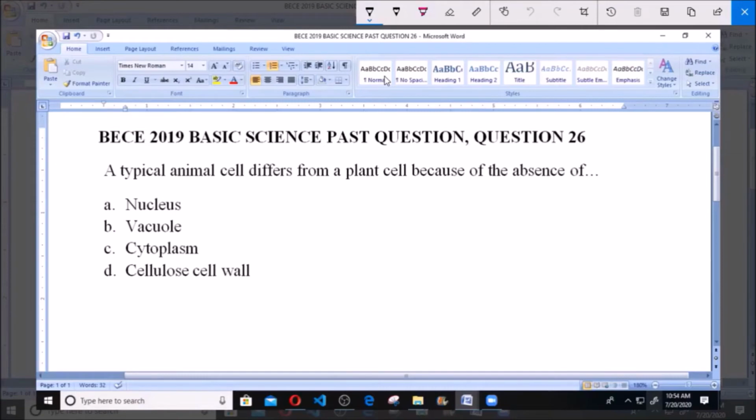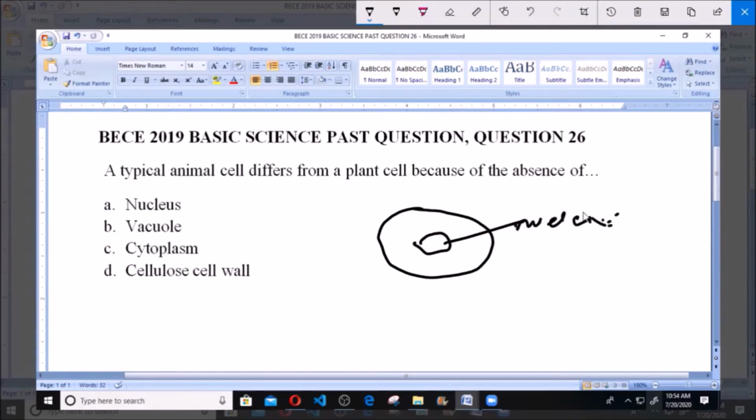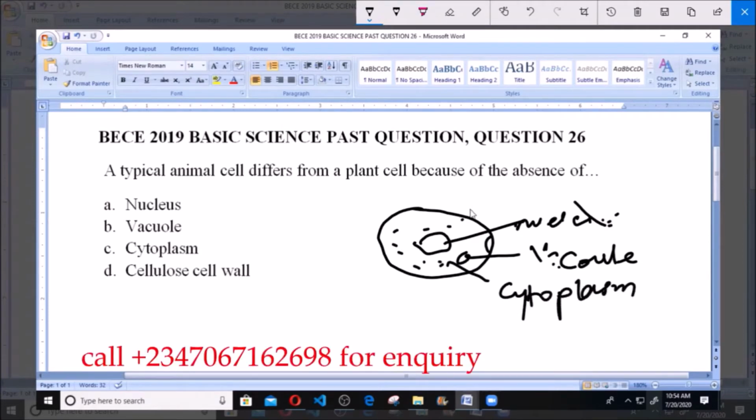And so by doing this, we are going to be drawing an animal cell. An animal cell simply looks like this. So you have your nucleus. Let's assume this is our nucleus. Then you have your vacuole. So in an animal cell, you have your vacuole, and then you have your cytoplasm. This is the cytoplasm. And then you also have your cell membrane.